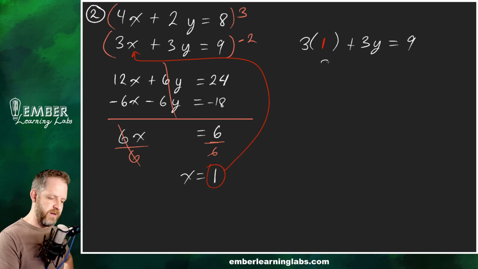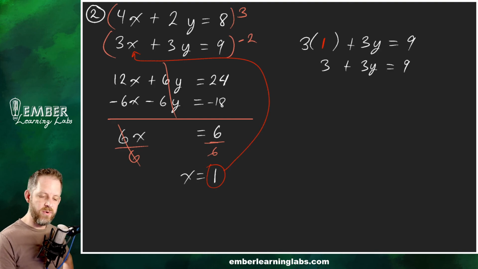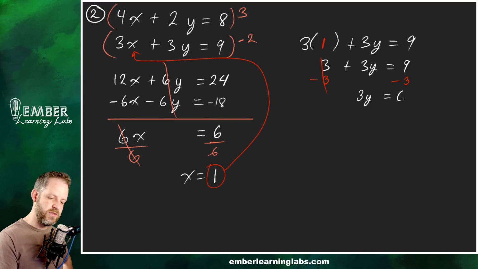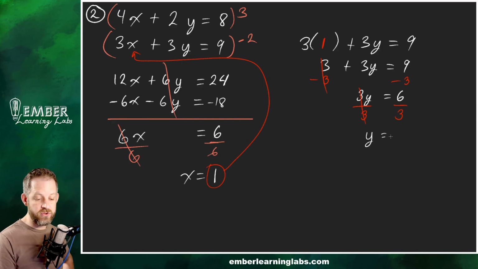3 times 1 is 3, plus 3y equals 9. We'll subtract off this 3. Those cancel, leaving us with 3y equals 6. Going to divide that 3 off, leaving us with y equals 2.